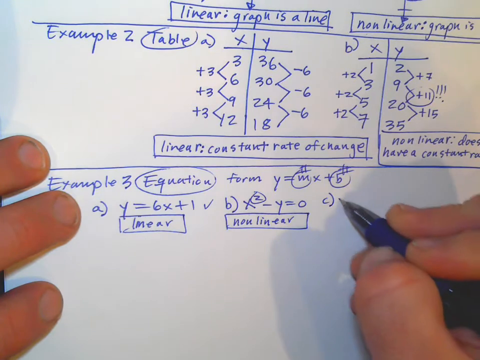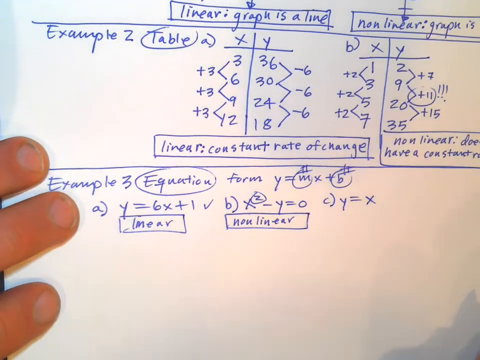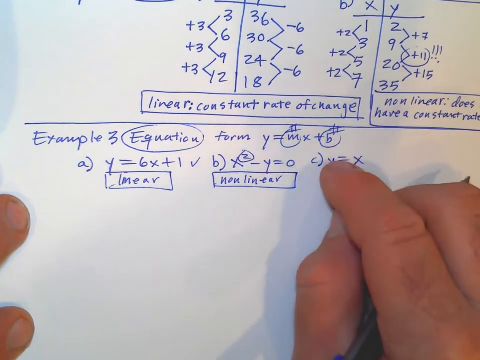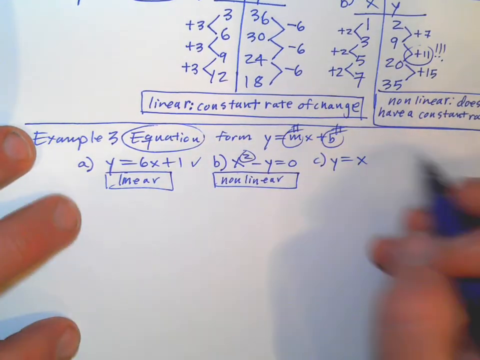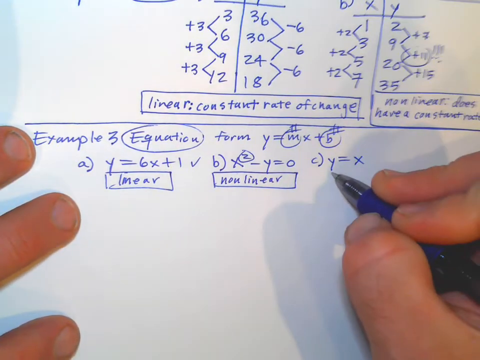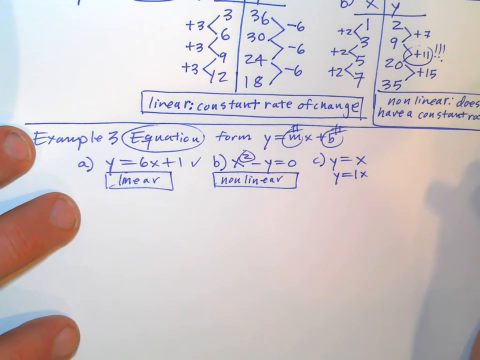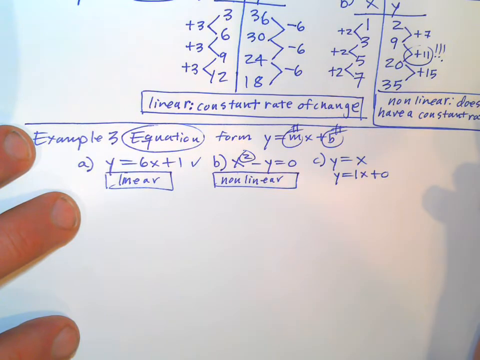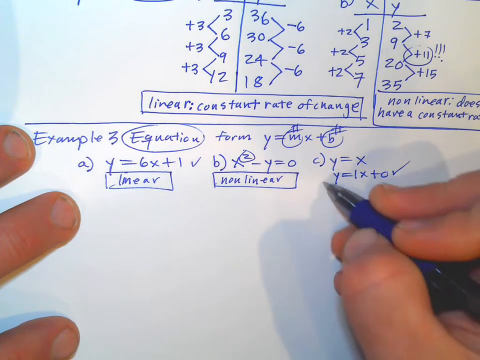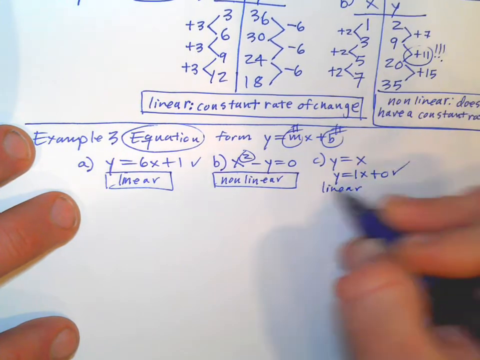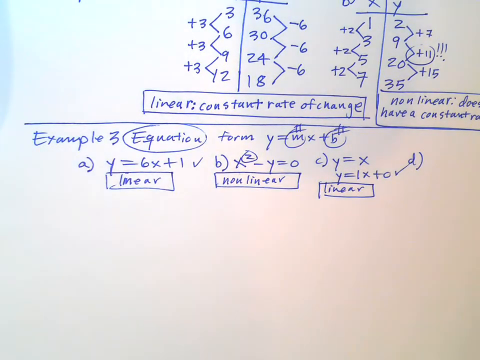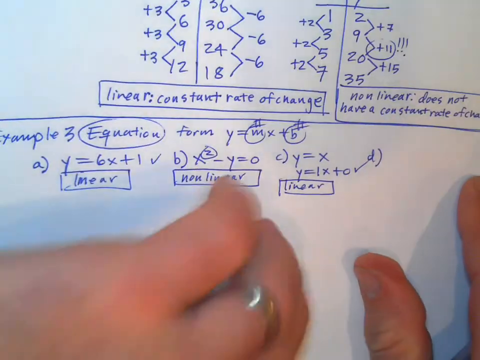Okay, C: y equals x. Some people might be like, nope, doesn't have the number x and the number plus a number, but could we rewrite it so it looks like that? I mean, this is saying 1x, right? So the m value is 1 plus 0. Yeah, that's linear. So maybe it doesn't quite look like it at first, but if you could rewrite it without changing really what it means, and then it looks like it, then we're good.